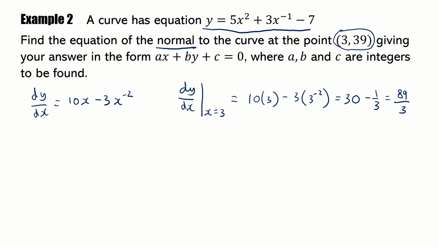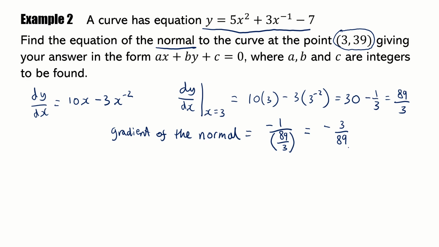However, it'd be very easy to make the mistake of just using that gradient, but that would be finding a tangent. We want to find a normal, so the gradient of the normal, if we write that down, is going to be 90 degrees to that gradient of 89 over 3, which could be simply found by doing minus 1 divided by the gradient of the curve, or the gradient of the tangent. In other words, the negative reciprocal. So of course, we've got the minus sign out the front, but doing 1 divided by a fraction flips the fraction upside down, like so.